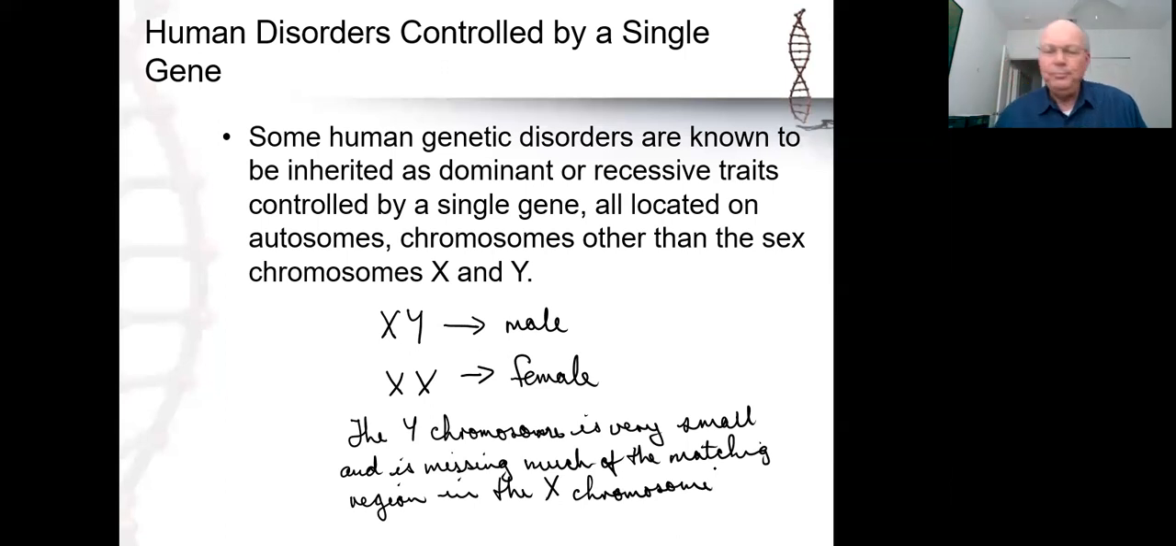And as we'll see, this difference in size between the X and the Y chromosome, and the fact that the X chromosome has a large region that is simply missing in the Y chromosome, does have consequences. There is an inheritance pattern that is associated specifically with the X chromosome. We refer to it as X-linked, as you'll see.